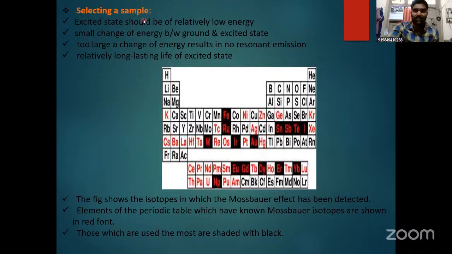So, how to select a sample? The excited state must be of relatively low energy, with a small change of energy difference between the ground and excited state. There must not be a large energy change, which results in no resonant emission. It must also have a long-lasting excited state. These are examples of Mossbauer isotopes.